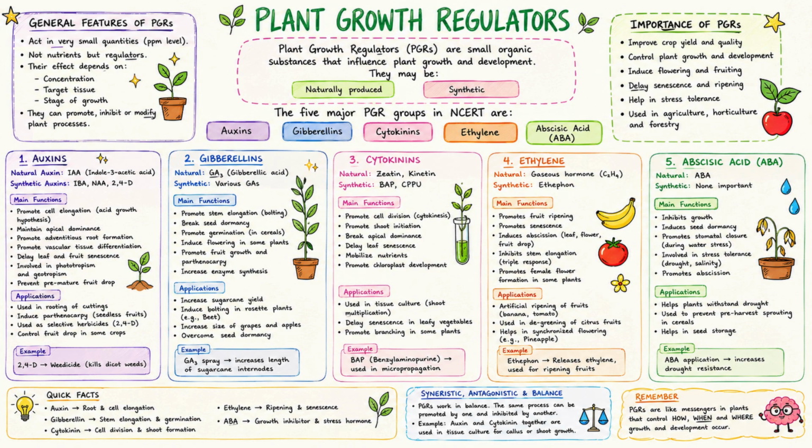So we can remember the 5 major plant growth regulators as auxins, gibberellins, cytokinins, ethylene, and abscisic acid. Auxins help in elongation. Gibberellins help in growth and bolting. Cytokinins help in cell division. Ethylene helps in fruit ripening. And ABA helps in stress response and dormancy.